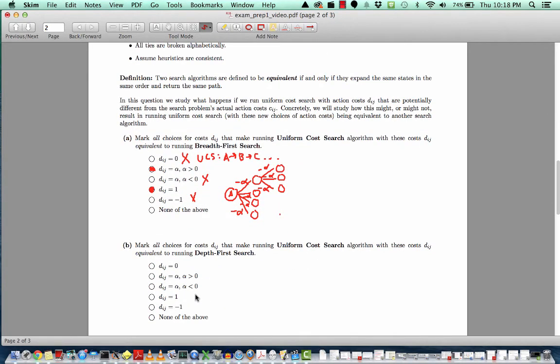As we just stated, a negative value of alpha for these costs is going to produce the same result for uniform cost search as depth first search. So we know that these are both true. We also know that since the positive case is the same as breadth first search, this is going to expand nodes in a different order than depth first search. Similarly to above, when dij equals 0, we know that uniform cost search is just going to return nodes alphabetically just by tie breaking, whereas depth first search will return something different based on the structure of that graph. So this is also not a correct answer.